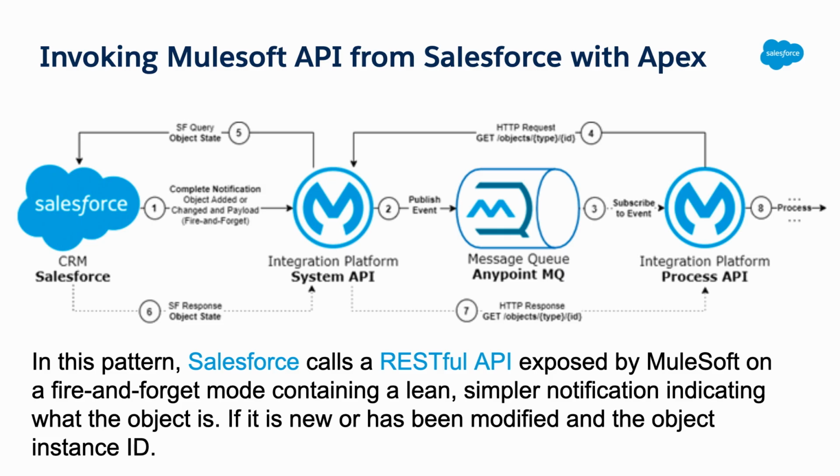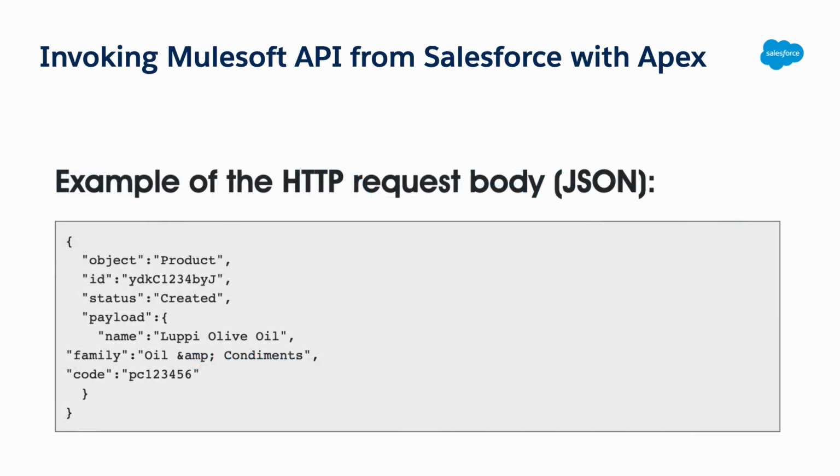From your perspective, all you'll do is create an HTTP class, set the MIME type to JSON, and call the API endpoint, and everything that is happening in the background will actually be done by MuleSoft. So let's see what is happening. This is an example of what the HTTP request would look like. For example, I'm specifying the object is product. If you see the payload, I'm specifying the name of the object, the family of the object, and the code of the object.